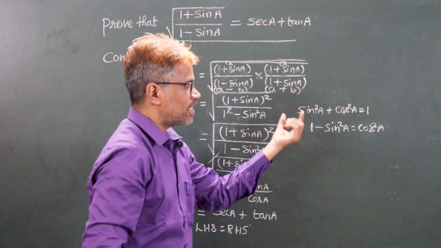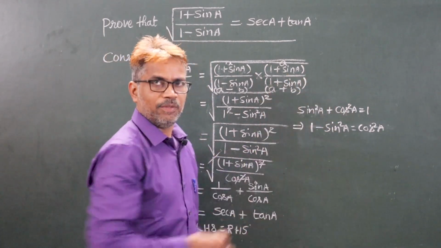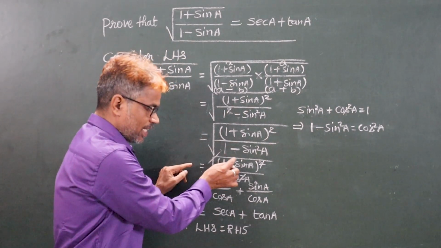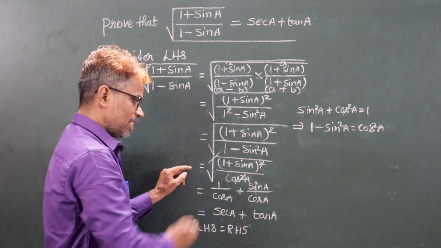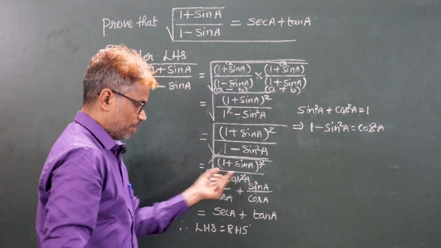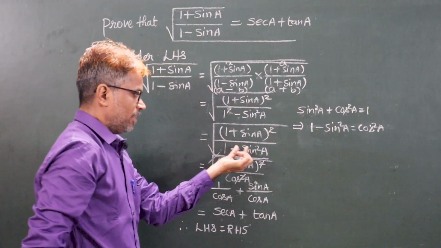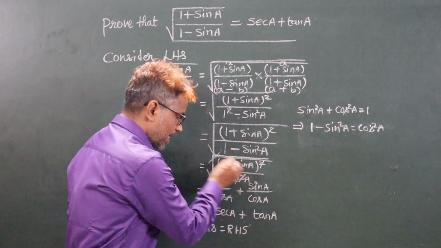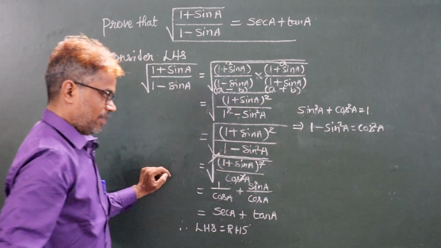For more information on trigonometric identities, please watch my previous video. Let us come back to the next step. (1 plus sin a) whole square, which is to be kept as it is under the square root, divided by 1 minus sin square a, which is equal to cos square a, to be replaced by cos square a. Here square and square root get cancelled.